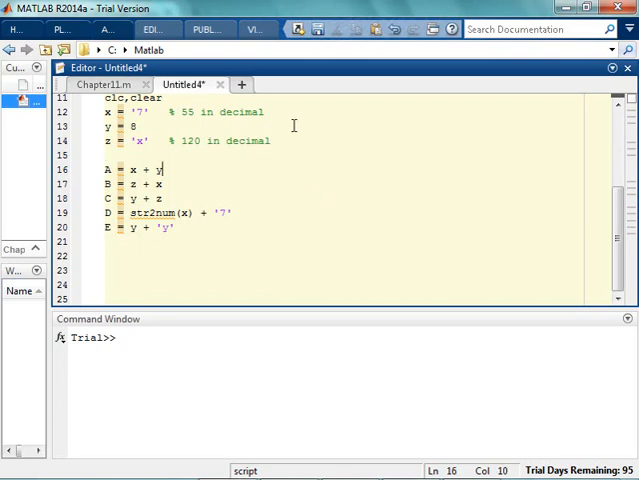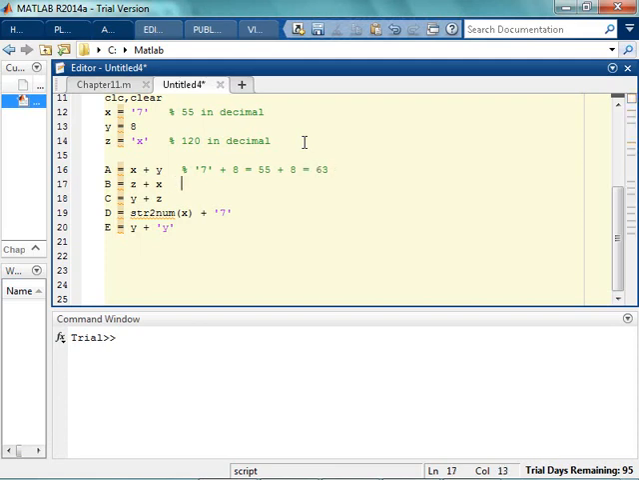Okay, so whenever I see x plus y, those are automatically going to be converted to decimal if they're not in decimal already. So what that really gives me is the value of x plus y, so that's 7 plus 8. Okay, so 7 in quotes is really equal to 55 plus 8. So that should give me whatever 55 plus 8 is, 63.